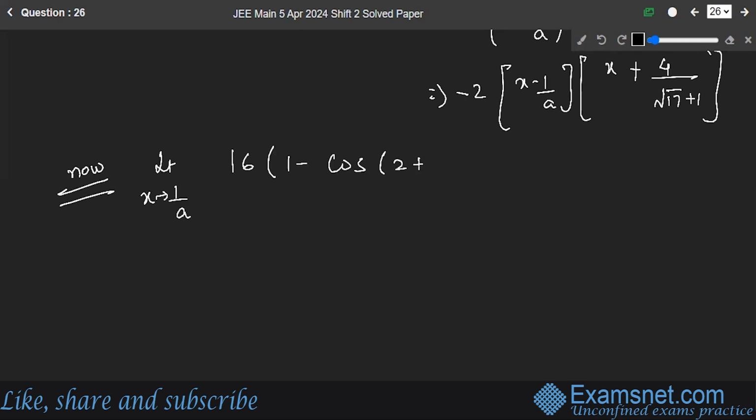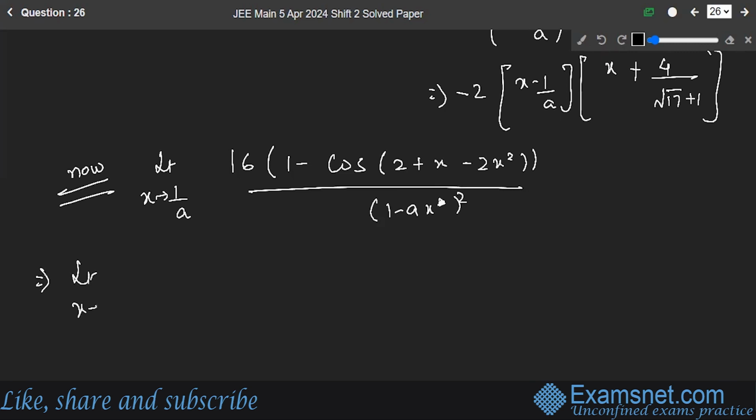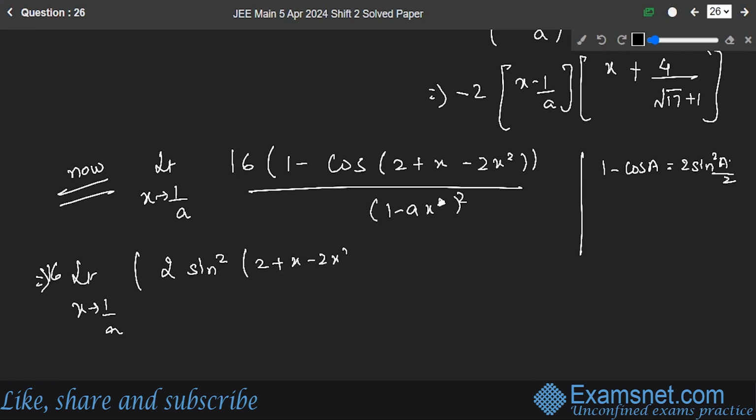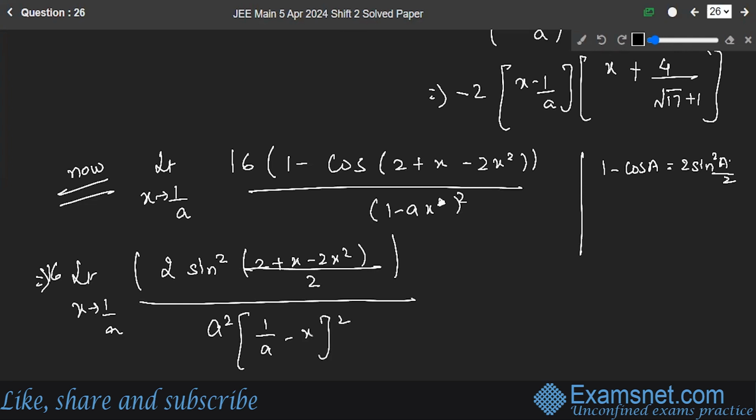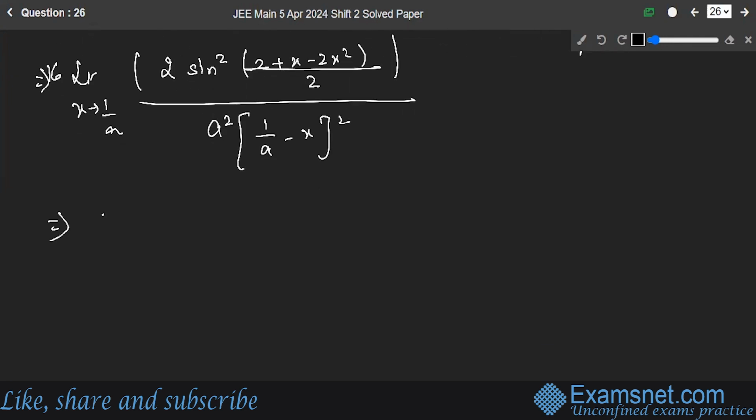16 into 1 minus cos of 2 plus x minus 2x square, whole thing divided by 1 minus a x square. Okay, so this becomes limit x approaching 1 by a. You know 1 minus cos A is equal to 2 sine square A by 2. So I'm taking this 16 outside. This can be written as 2 sine square of 2 plus x minus 2x square upon 2, whole thing divided by, let's take a square common. This will be 1 minus a minus x whole square. So this becomes 32 limit x approaching 1 by a.